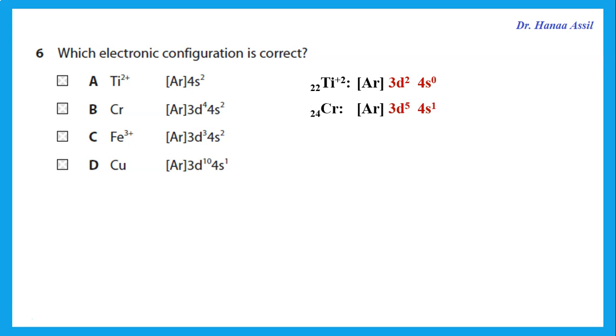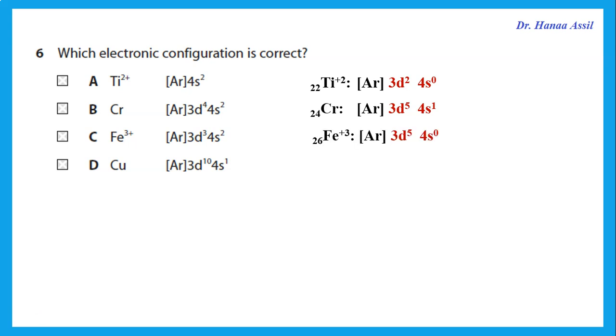Chromium is 24, so it's supposed to be 4s2 3d4, but we said that this is an exception. We don't say 4s2 3d4 because we need just one more electron for the 3d to be half filled, so we remove one from the 4s, then both of them are now half filled, and that is the correct electronic configuration for chromium.